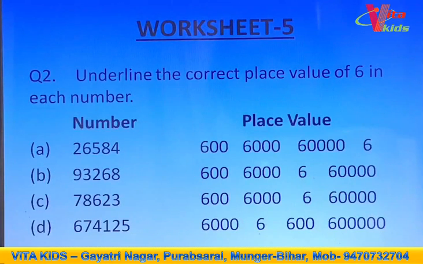Question number 2. Underline the correct place value of 6 in each number. The A part number is 26584. Here 6 is in thousands place. So the correct place value is going to be which one out of the 4, 600, 6,000, 60,000 and 6? It is going to be 6,000. Now this I have done for you. The others you have to do on your own. The numbers are 93268, C part 78623, D part 674125.